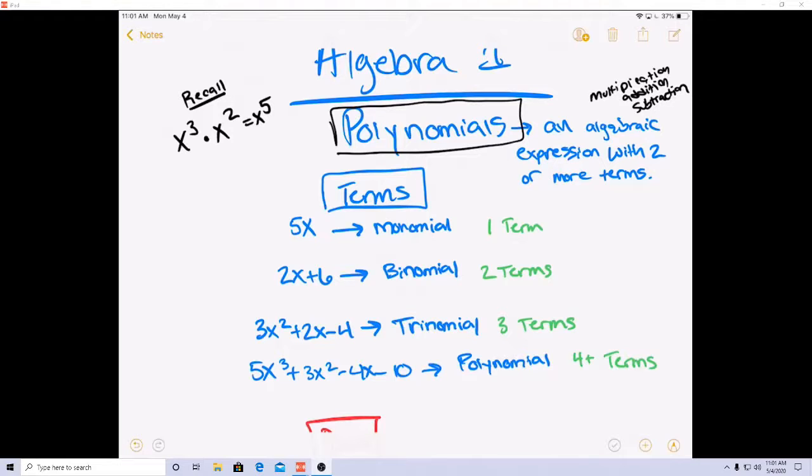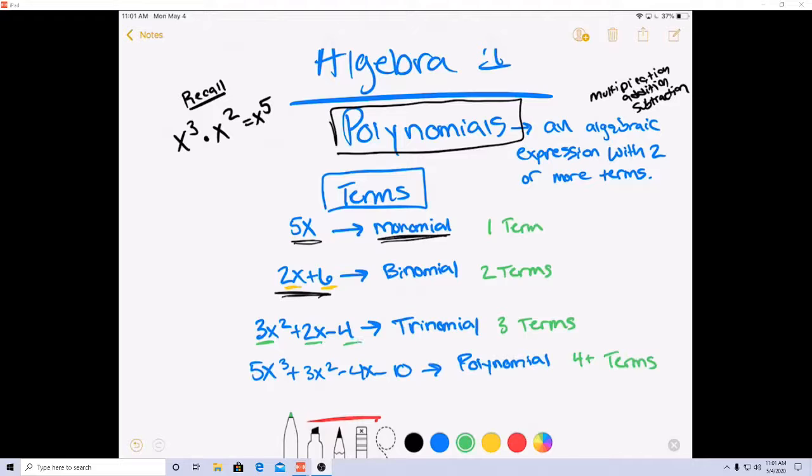All right, so going down here, we're talking about terms. If there's only one term, we call this a monomial. Okay, if there are 2 terms, this is what I mean by 2 terms. It's separated by addition. So this term would be your first term, and this term would be your second term. So you have 2 terms, and we call that a binomial. Okay. And then if you have 3 terms, like this one, you have this guy, this one, and this one. Okay, separated by addition and subtraction. There are 3 terms, we call that a trinomial.